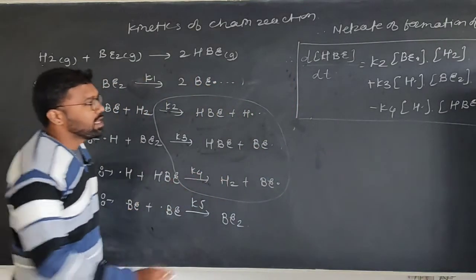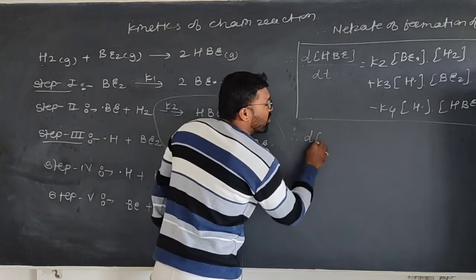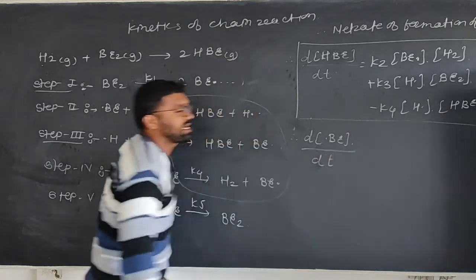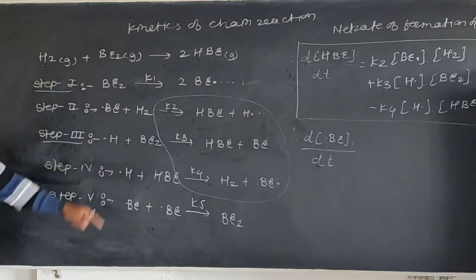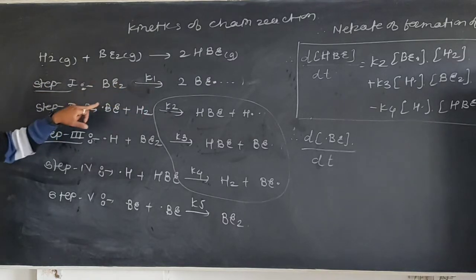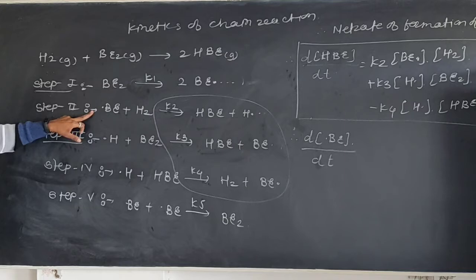Now, therefore, to find the concentration of bromine free radical by using the steady state approximation, you have to apply the conditions. Remember, whenever bromine free radical is formed, give positive sign, and whenever it is consumed, give negative sign.